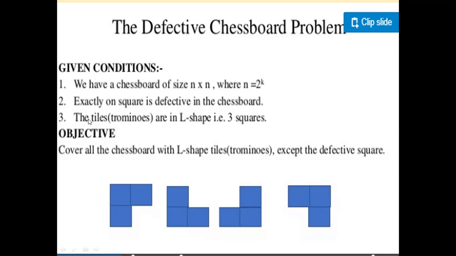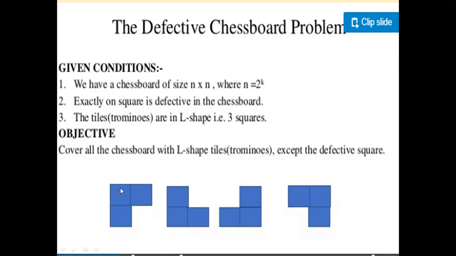All the other squares must be covered, that is tiled, with trominos, except the defective square. Trominos come in four types. The L-shaped tromino is one type. Any tromino contains three squares. In the chessboard, all the non-defective squares are covered with trominos, except the defective square.